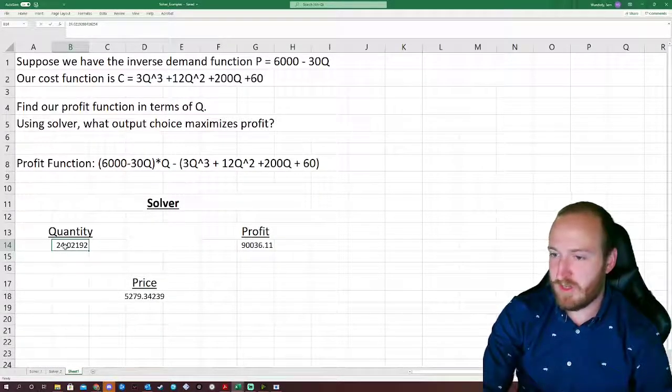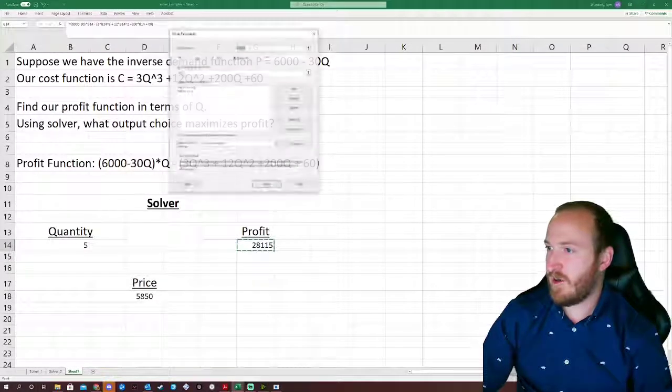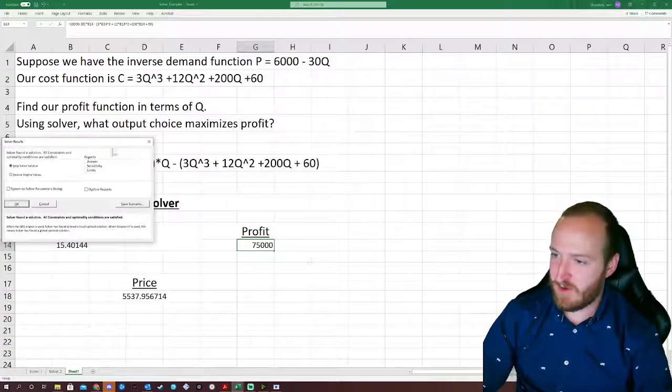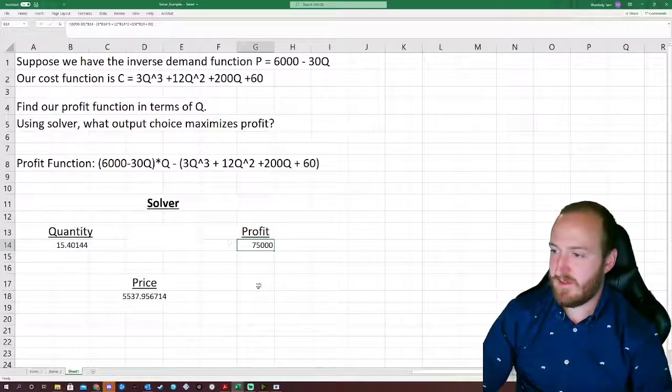So let's just go ahead and change this quantity and then go back to data and go back to solver again. Everything is here. Now when we hit solve, it is solved for our profit of 75,000 using a quantity of 15.4. And that will mean we will be charging a price of $5,537. Just hit OK, and there.